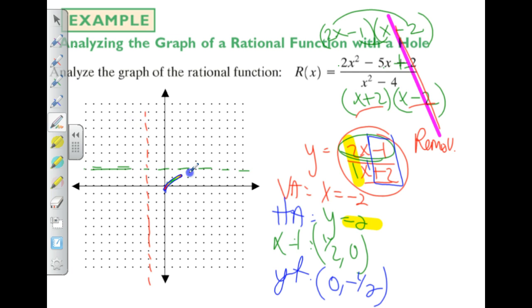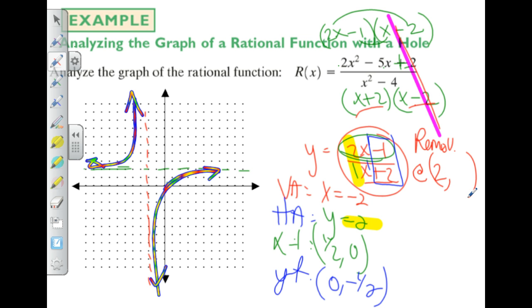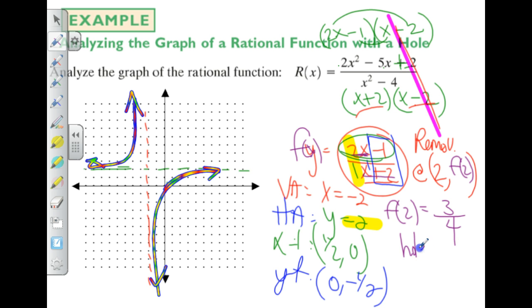I'm going to connect those two dots, keep swooping toward the asymptotes. But I've got to go back and remember I have a hole at 2, comma something. To find the something, I'm just going to evaluate this function f at x equals 2, because this is my y value. So f at 2 is 2 times 2, which is 4, minus 1, which is 3, over 2 plus 2, which is 4. So my hole, it'd be nice for you to record this on the day of the test, is at (2, 3/4).